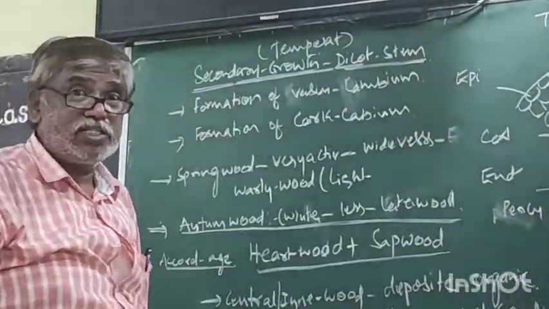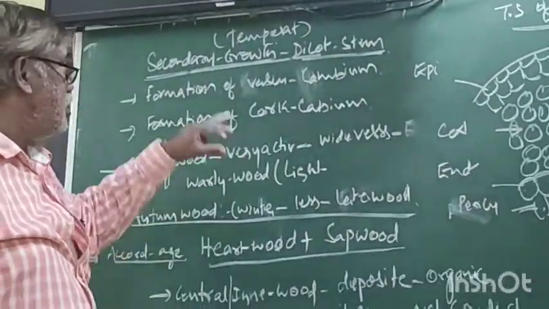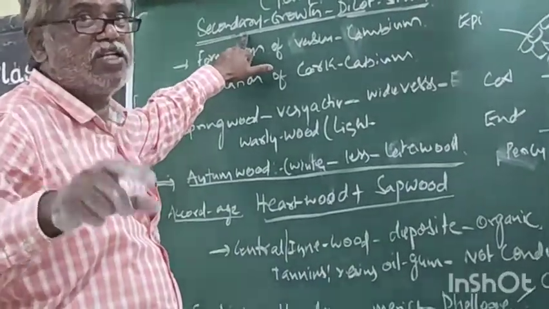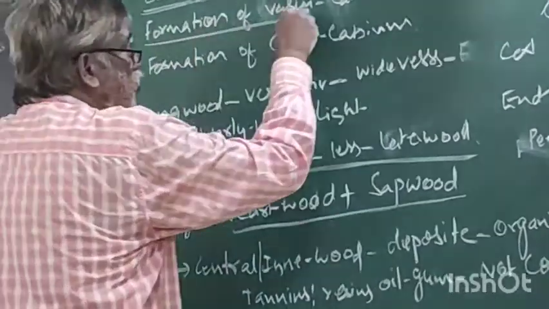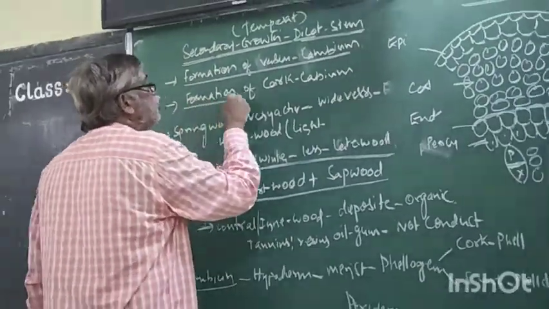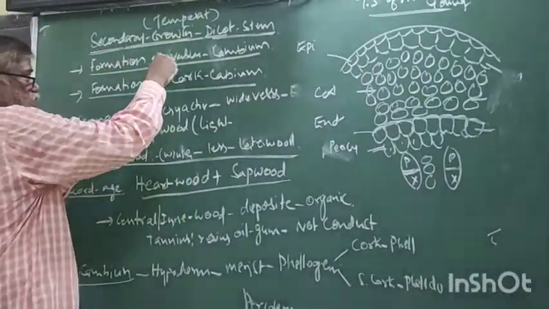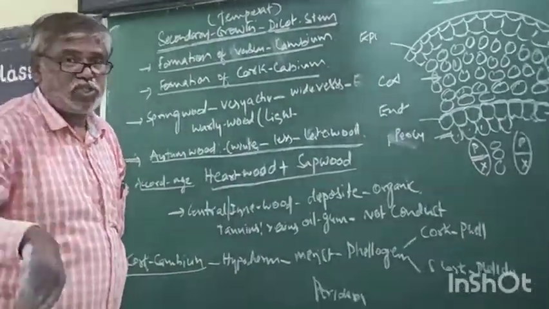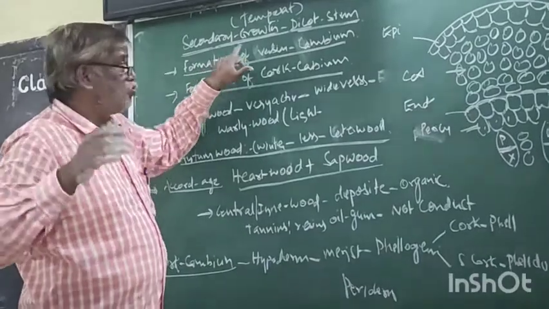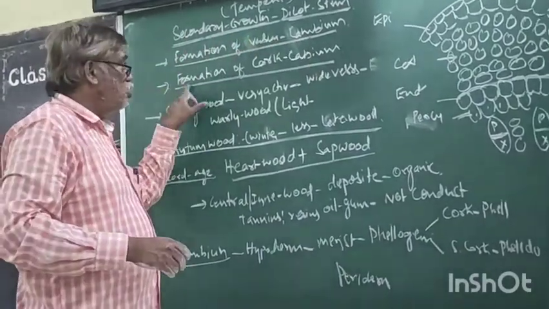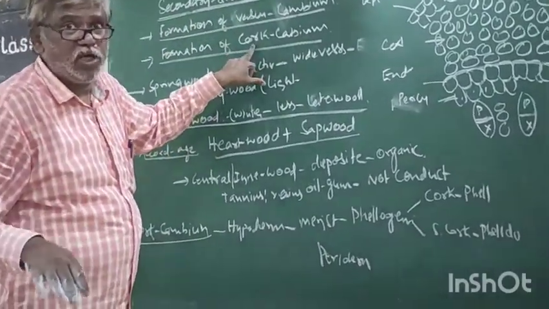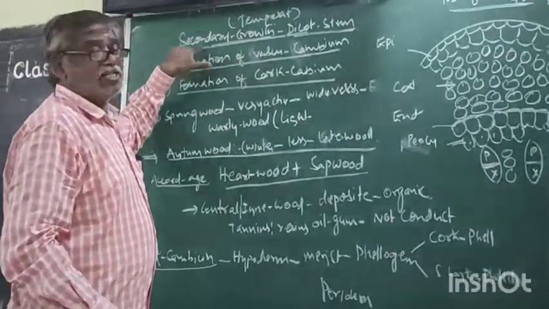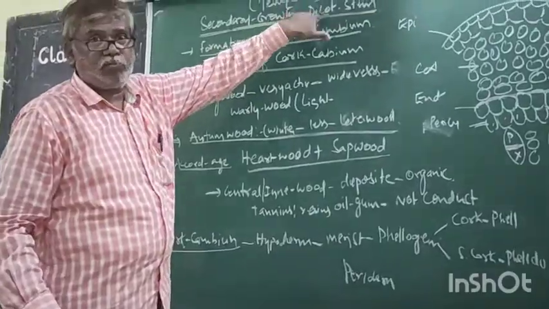The secondary growth results in increasing width. This process depends on the formation and activity of vascular cambium, and the formation of cork cambium and their activity. First these will be formed, and after that their activity. These are the two important events during secondary growth of a dicot stem.